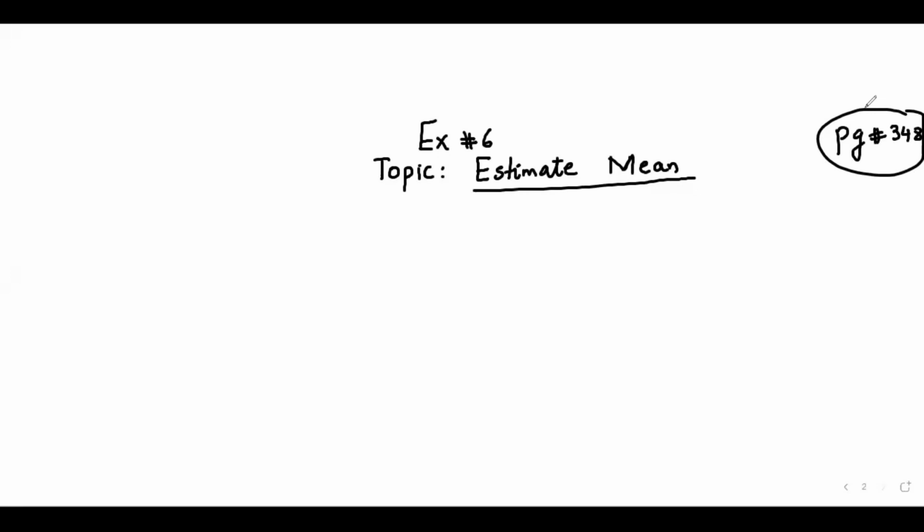Now the topic is estimate mean. Estimate mean is the same as finding the mean for simple data, but the only difference is that here they did not give you the simple values of x, like we did in the previous exercise number 5. There, the x values are given as simple data, and the frequency is given for them.